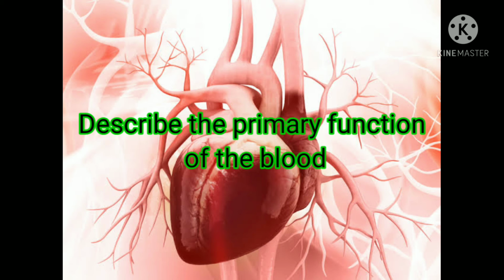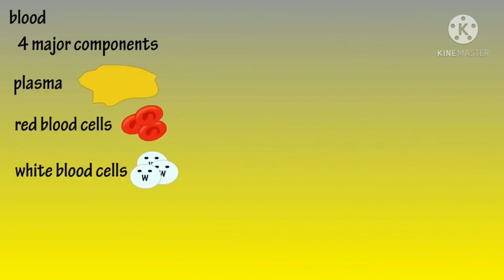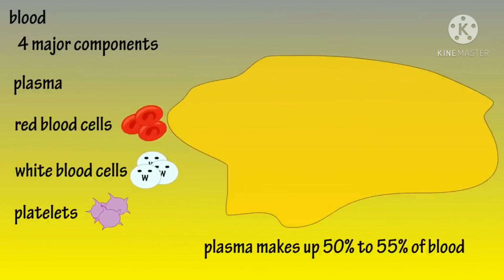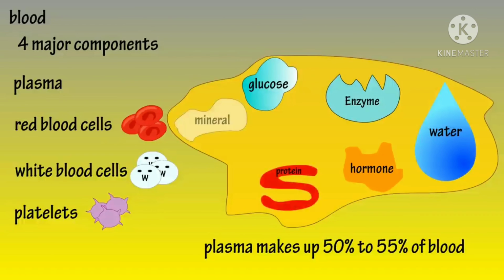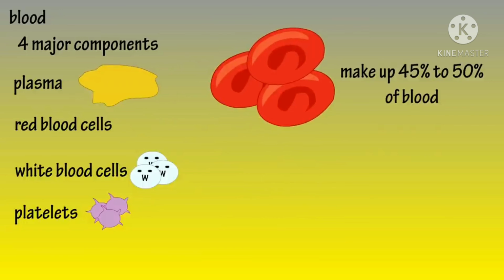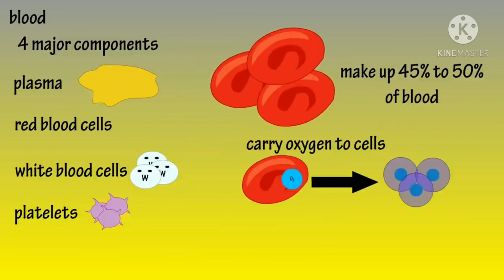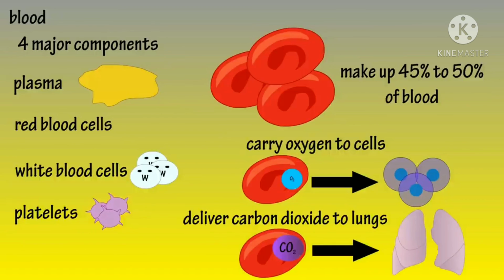Describe the primary functions of the blood. What is blood? Well, blood is made up of 4 major components: plasma, red blood cells, white blood cells, and platelets. Plasma makes up about 50 to 55% of blood, and its main contents include water, which makes up about 90% of plasma, glucose, hormones, enzymes, proteins, minerals, and various waste products. Red blood cells make up about 45 to 50% of blood, and their primary function is to carry oxygen to cells and deliver carbon dioxide to the lungs.